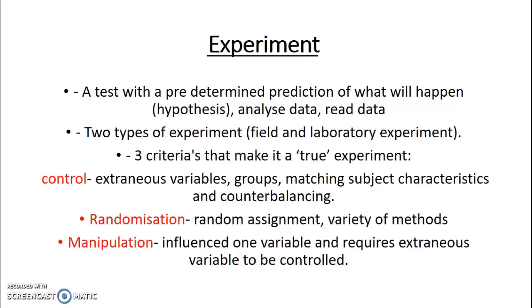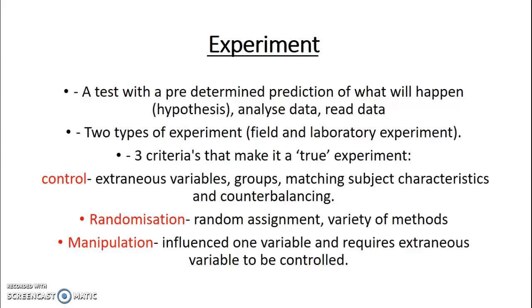So randomization is the variety of methods you use during the experiment, and random assignment, which is when you randomly assign the subjects to certain tests and states. And the third one is manipulation. For it to be an actual experiment, you have to manipulate one point to find out a result. So this would be like influencing one variable, and requires extraneous variables to be controlled as well.